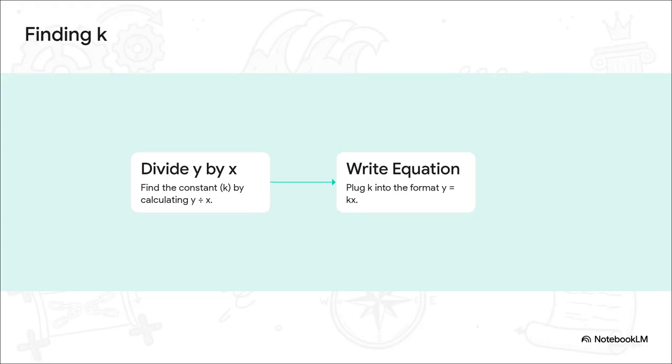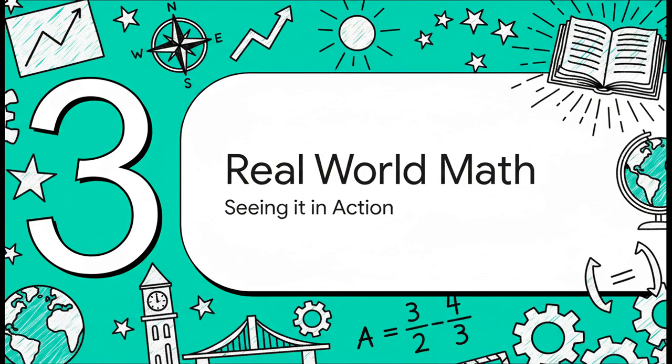Finding K is super straightforward, and it really just comes down to two easy steps. Step 1. In any proportional relationship, you just divide the y value by the x value. So y divided by x. And when you do that division, you're going to get the exact same number every single time. That unchanging number, that's your constant. That's your K. Okay, step 2. Once you've found K, you just drop it right into the standard equation format, which is y equals K times x. So, say your constant happens to be 12. Your equation simply becomes y equals 12x. Easy, right?